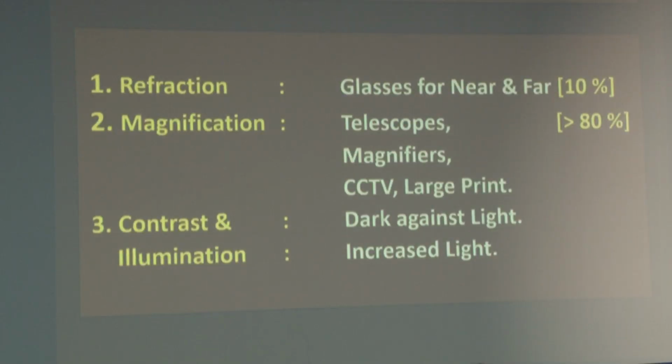So, we correct refraction by using glasses for distance and near. And like I said, it corrects 10% of the cases. For magnification, we basically use telescopes and magnifiers, CCTV cameras, and large print software devices. For correcting contrast and illumination, it's as simple as having dark against light or light against dark. Like in the case of our PPT itself, it's pretty clear you can see the white ones better than the yellow ones, right?